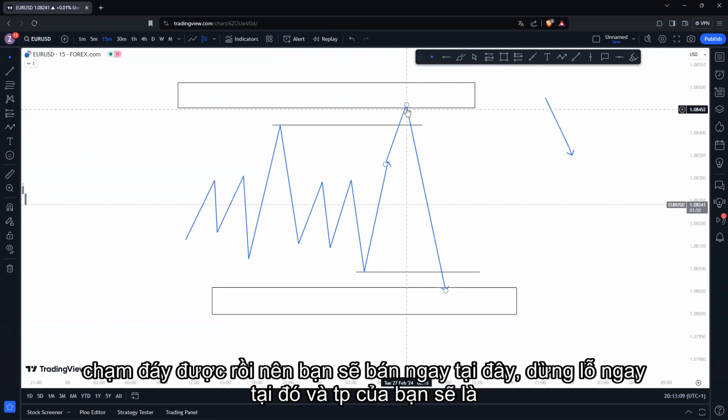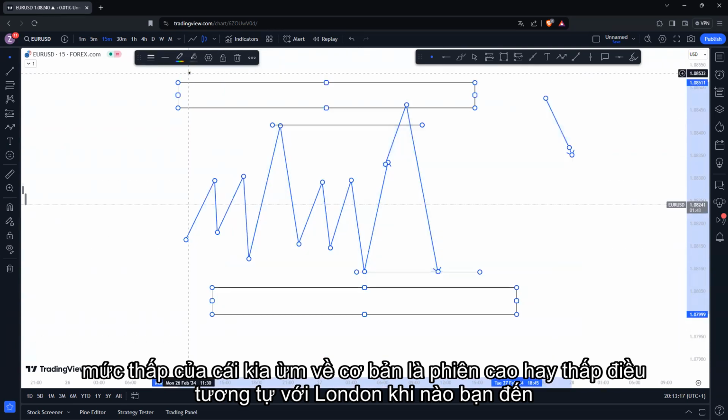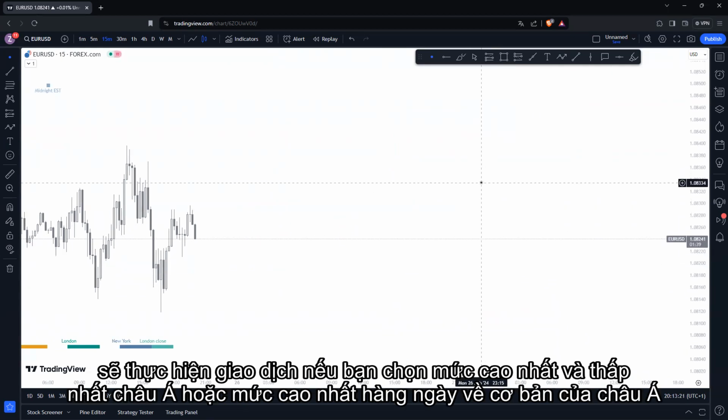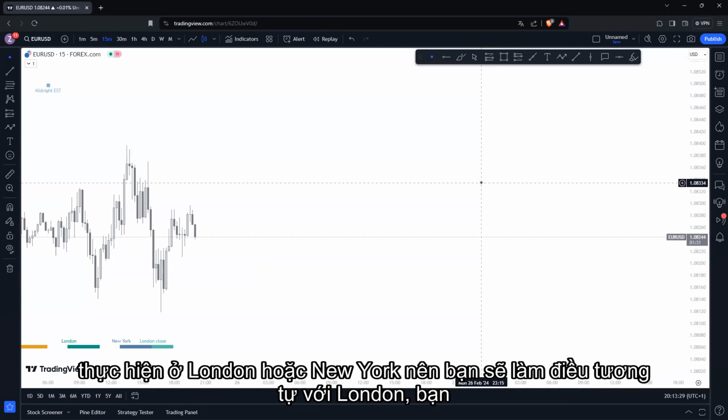So you're gonna sell right here, stop loss just there, and your TP is going to be the low of the other session high or low. The same thing with London. When are you gonna execute the trade? If you pick the Asian highs and lows, you're gonna execute in London. If you picked the daily highs and lows, you're gonna either execute in London or New York.